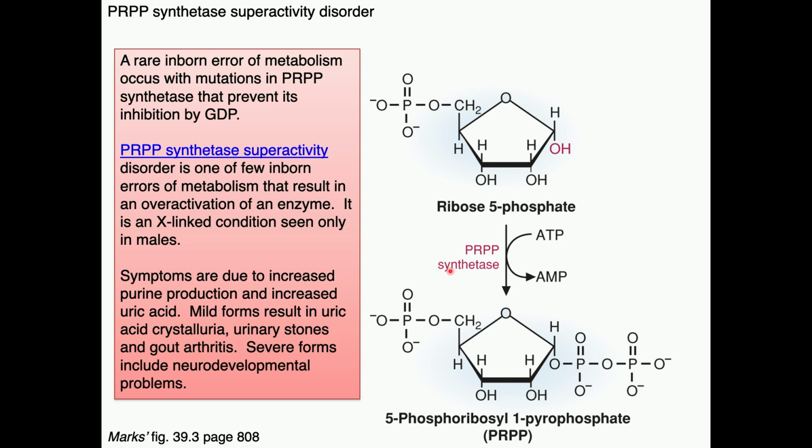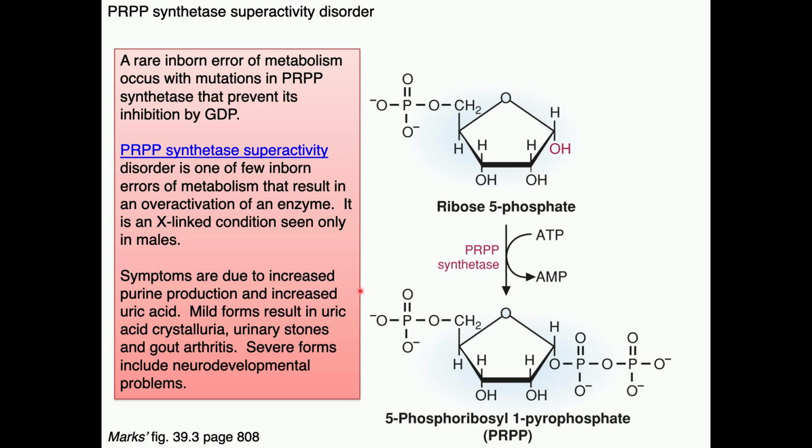There is an inborn error of metabolism in which that feedback inhibition is lost due to inherited mutations in the PRPP synthetase gene. So this results in PRPP synthetase superactivity disorder. And this is interesting because it's an inborn error of metabolism that results in overactivation of an enzyme, where generally mutations result in inactivation. The overactivation of the enzyme results from losing that allosteric inhibition.